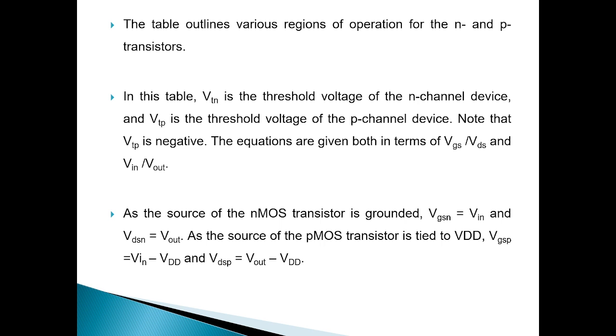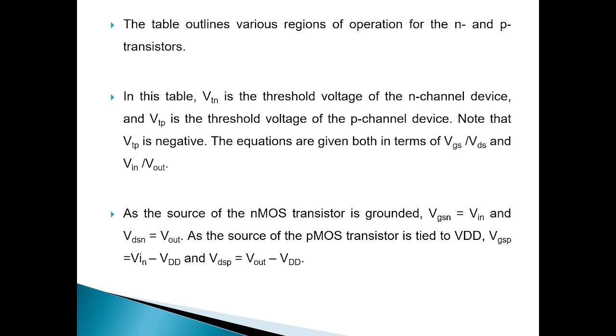Also note that VTP is negative, that is, the PMOS device has a negative threshold voltage. The equations are given both in terms of VGS and VDS, and Vin versus Vout. So equations are given for both gate to source voltage as well as drain to source voltage. If the source of the NMOS transistor is grounded, then VGS is equal to Vin and VDS is equal to Vout.